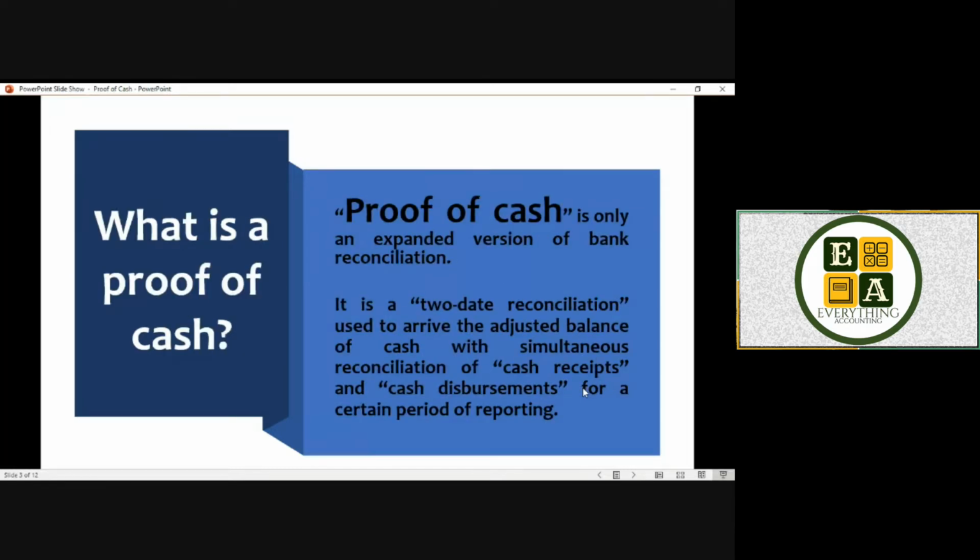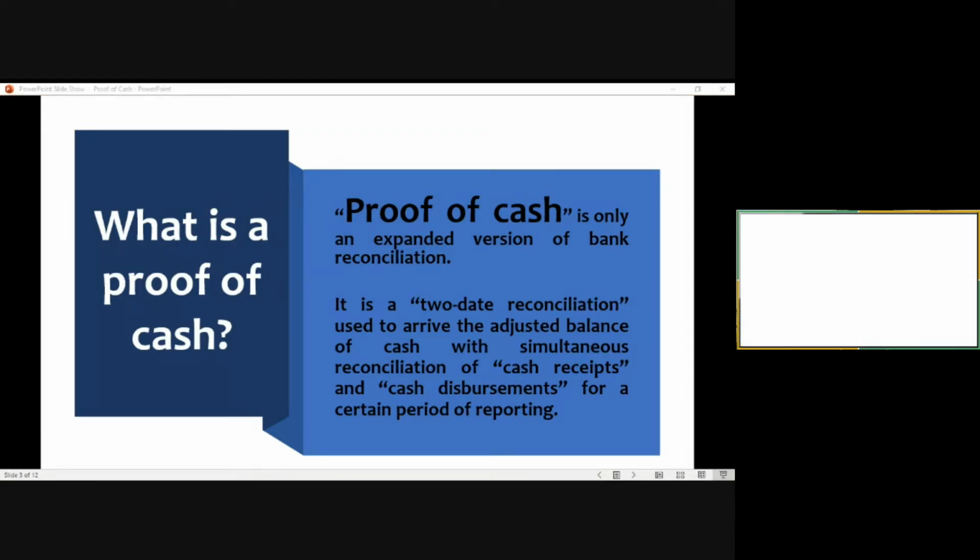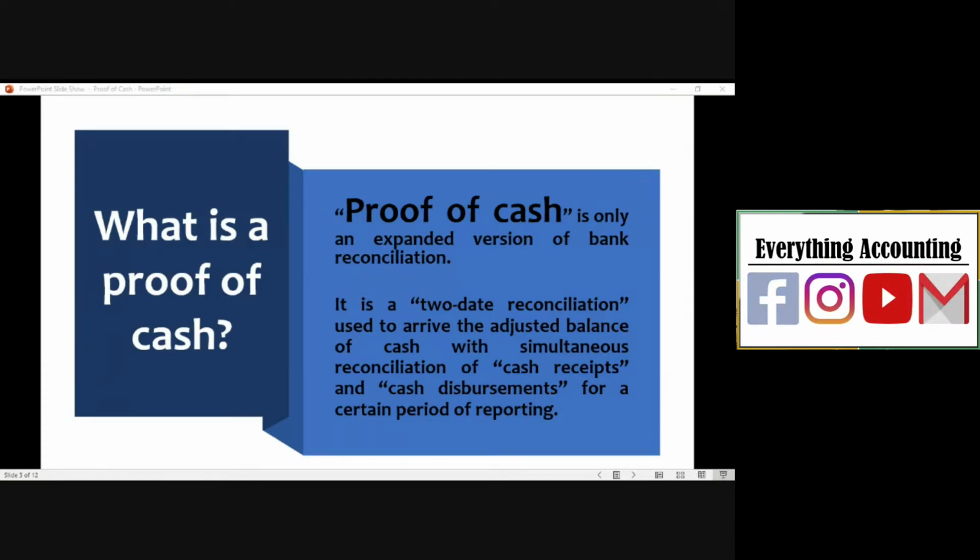So what is proof of cash? Proof of cash is defined as a two-date reconciliation statement used to arrive at the adjusted balance of cash with simultaneous reconciliation of the cash receipts and disbursements for a certain period of reporting. Actually, it is just like two combined bank reconciliations: a bank reconciliation from a previous period and a bank reconciliation for the current period. The only difference is that there is a simultaneous reconciliation of the cash receipts and cash disbursements.